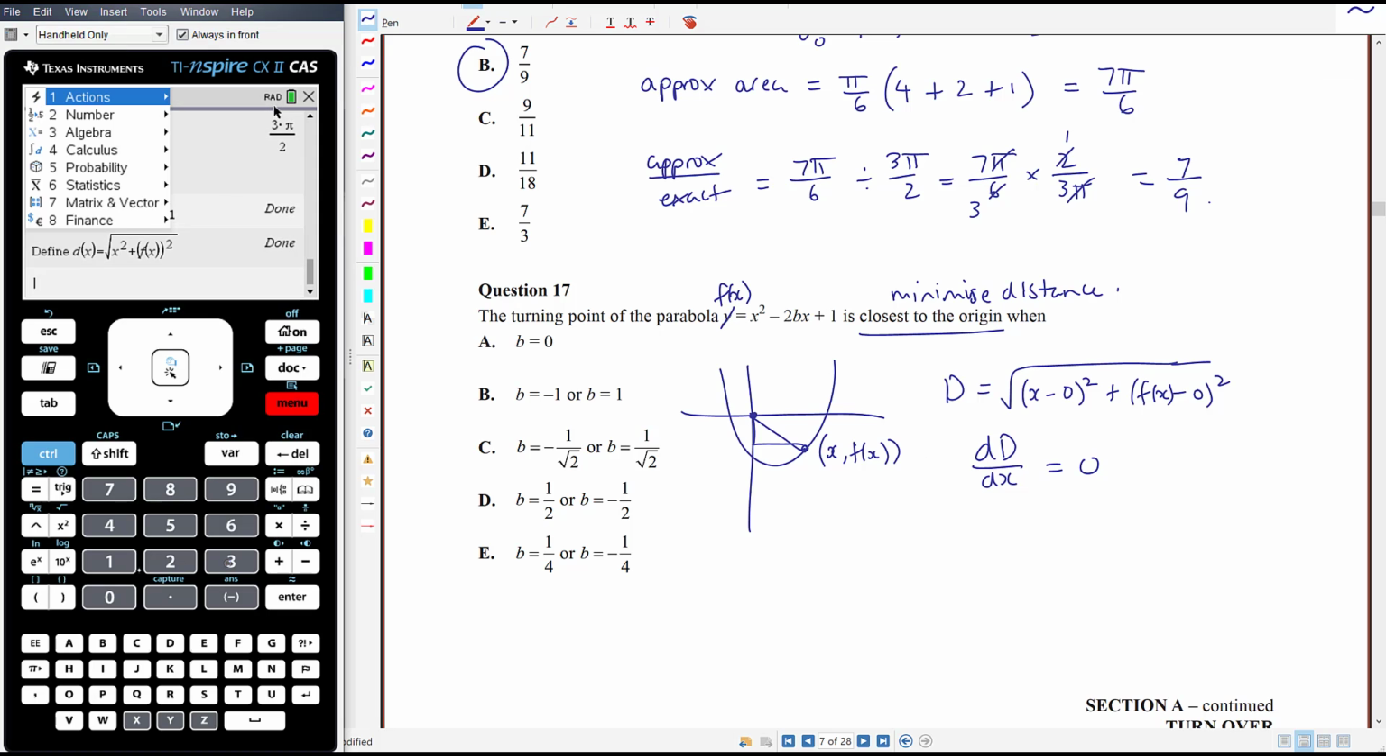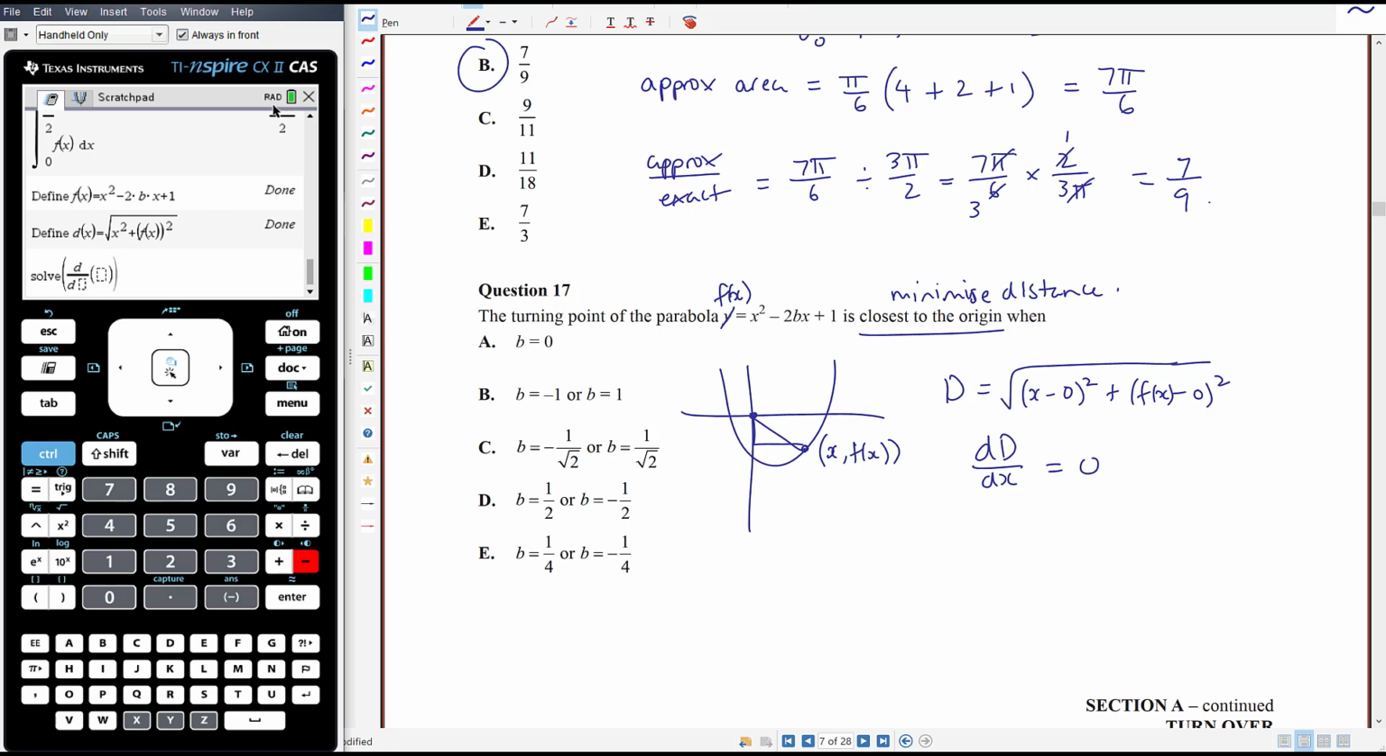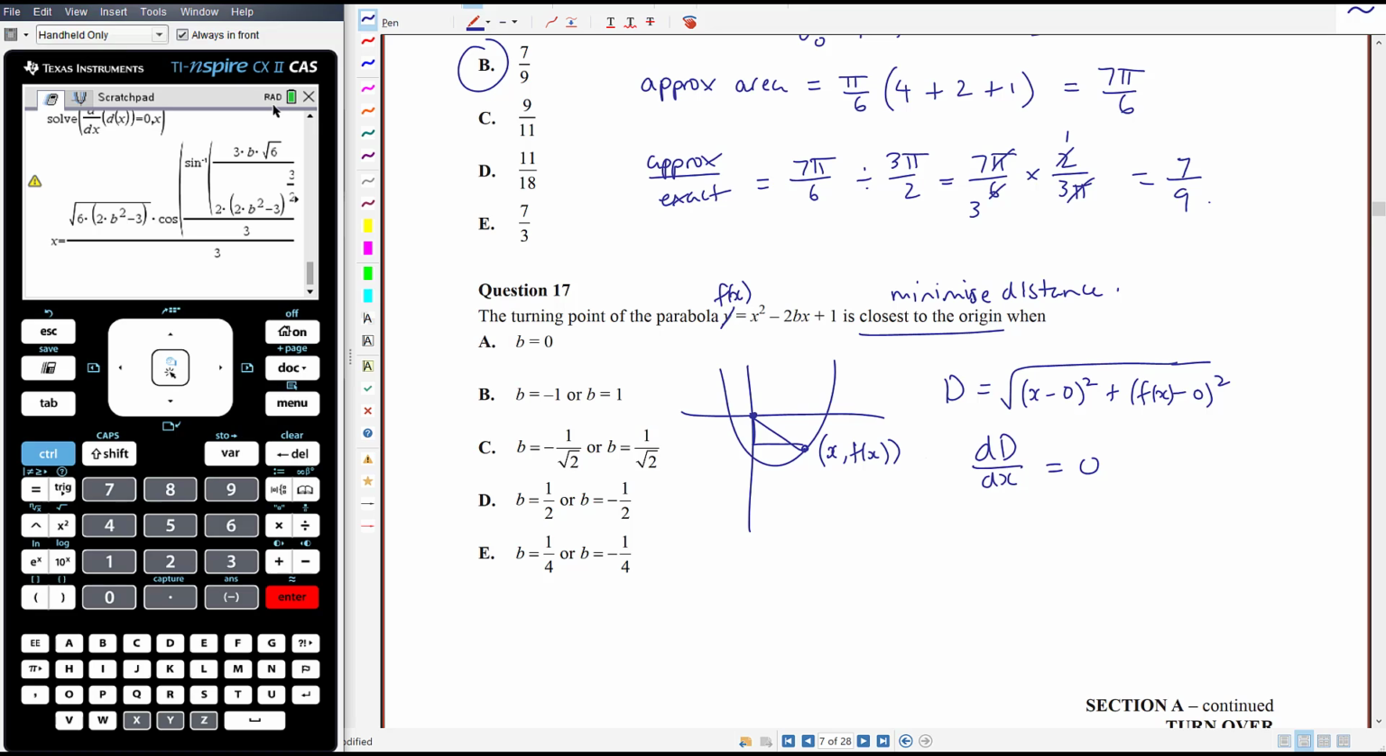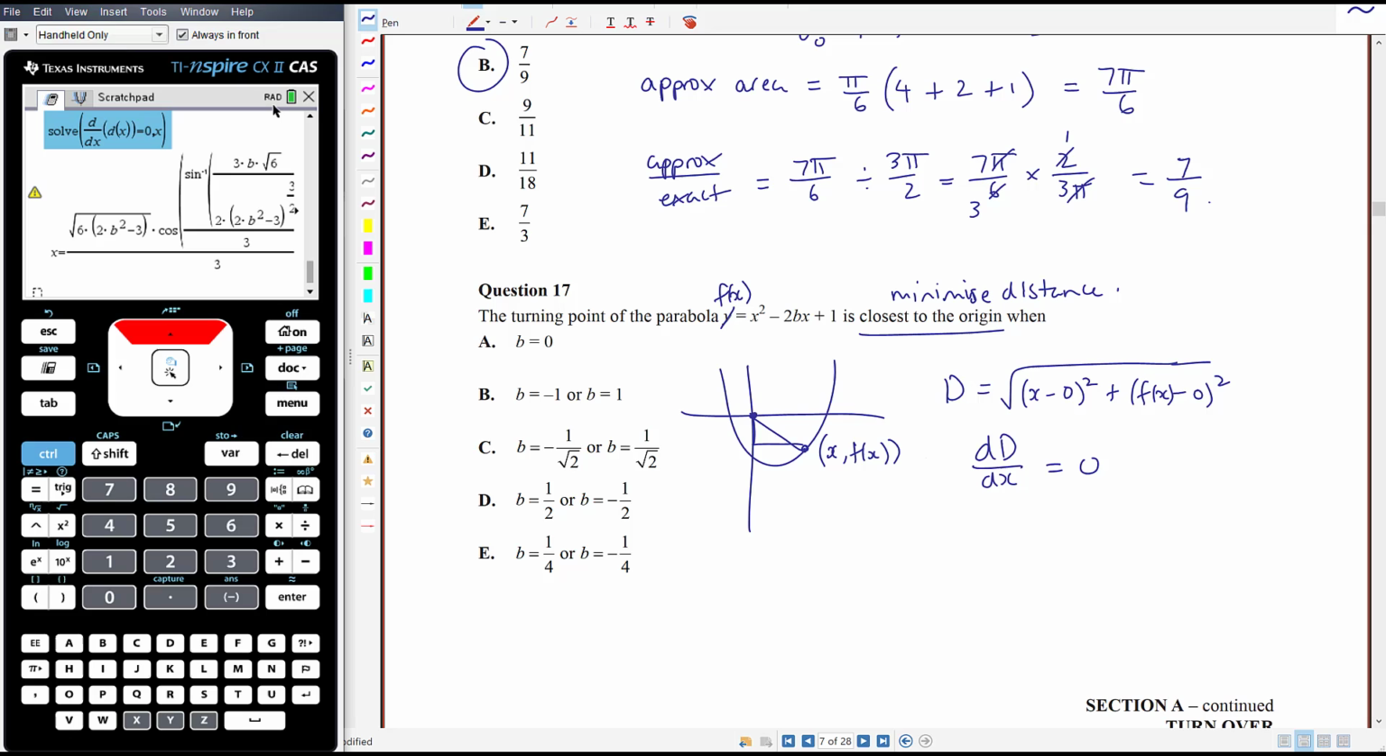So I'm going to solve the derivative with respect to x of d of x equal to 0 for x. My apologies, sorry, I've misread the question.